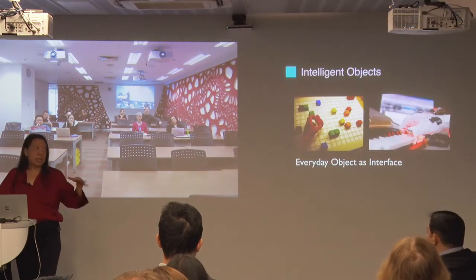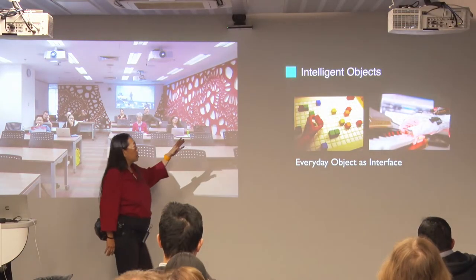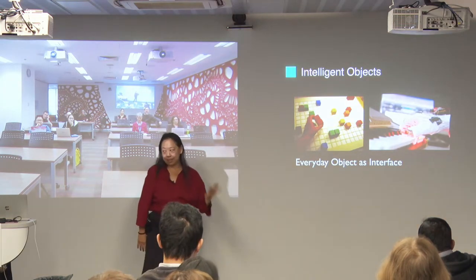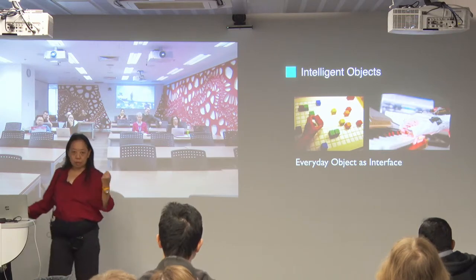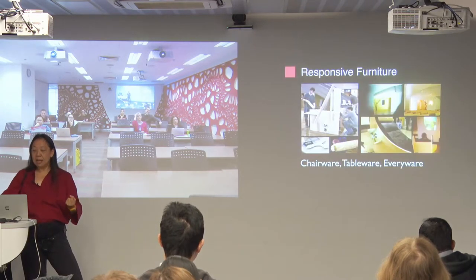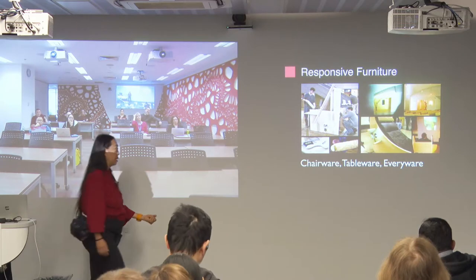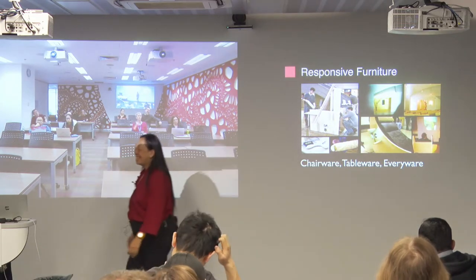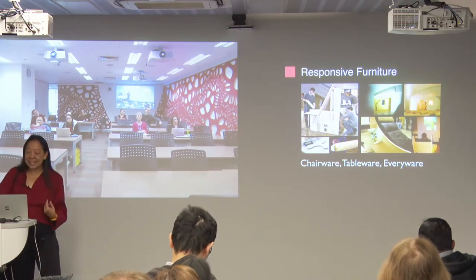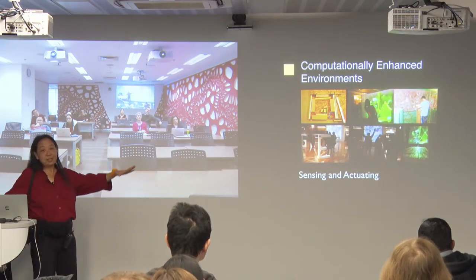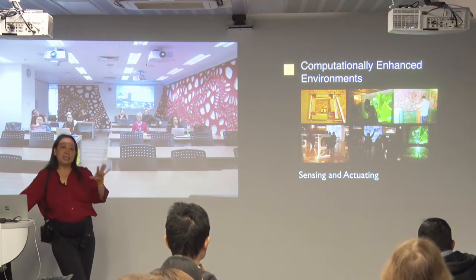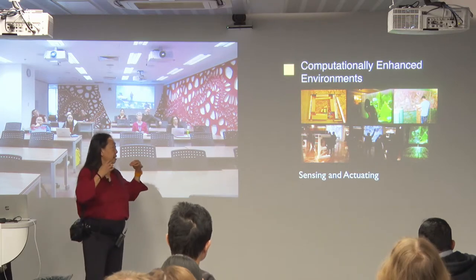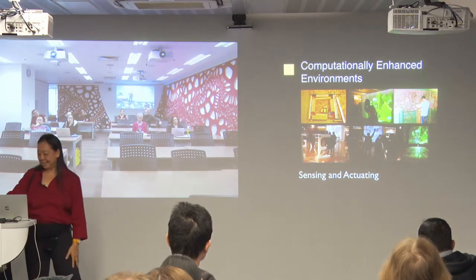So I'm going to show you a little bit some of the different projects. So first about intelligent object, which means everyday object could be an interface, something you grab, you can use that to communicate or do something else, okay? Or the responsive furniture. So instead of hardware, software, we could have chairware, tableware, everywhere. So things could become an interface and or a larger environment, computational enhanced environment. So everything is all about sensing and actuating. So we know where you are, we know what's going on, and then we make something happen.